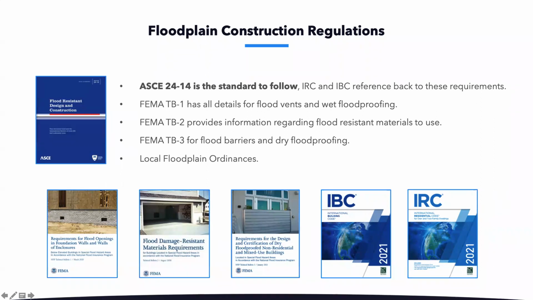And then technical bulletin 3 being dry requirements. All of these, along with the International Building Code and the International Residential Code, resort back to ASCE 24-14. This is the standard, okay? This is how engineered flood vents get calculated. It talks about how strong foundations need to be, things like the PSI of concrete and rebar and whatnot. Everything resorts back to this document, ASCE 24-14. And this is what code officials should be enforcing in their communities.